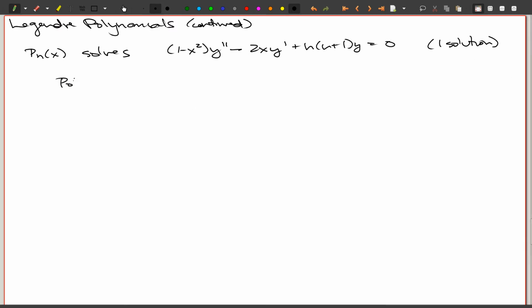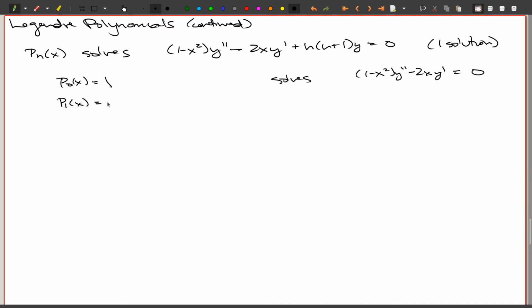We're going to have P0 of x is equal to 1. And that one's going to solve 1 minus x squared y double prime minus 2x y prime plus 1. Oh, wait, sorry, this is for 0. So plus 0 times 1 times y, so that's just 0.